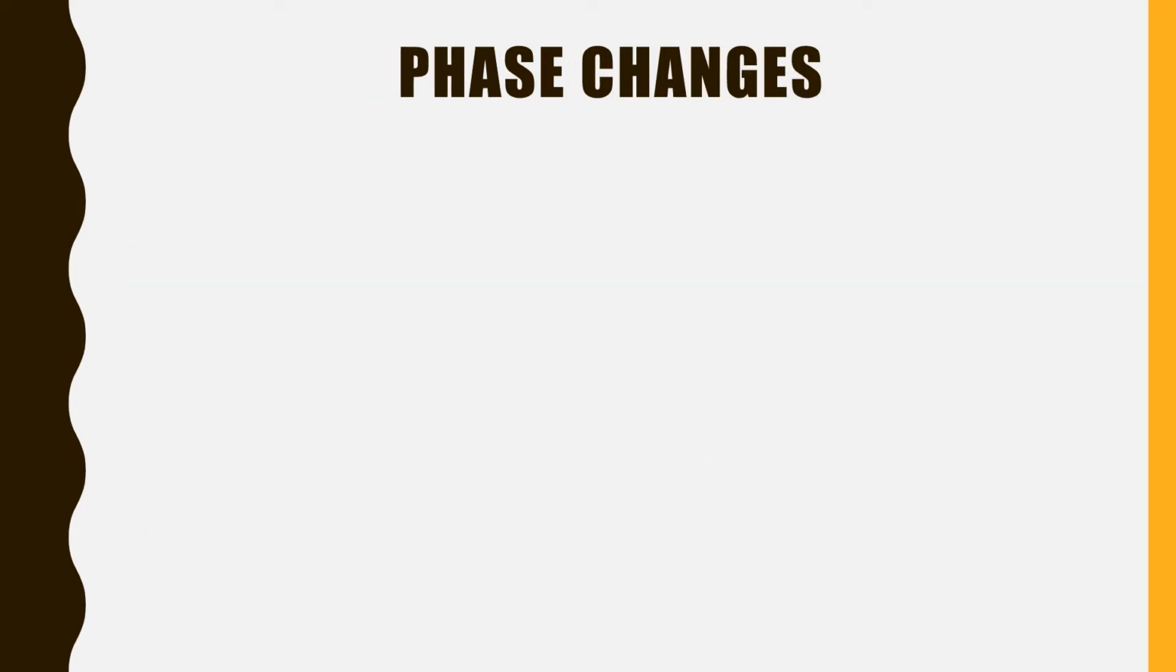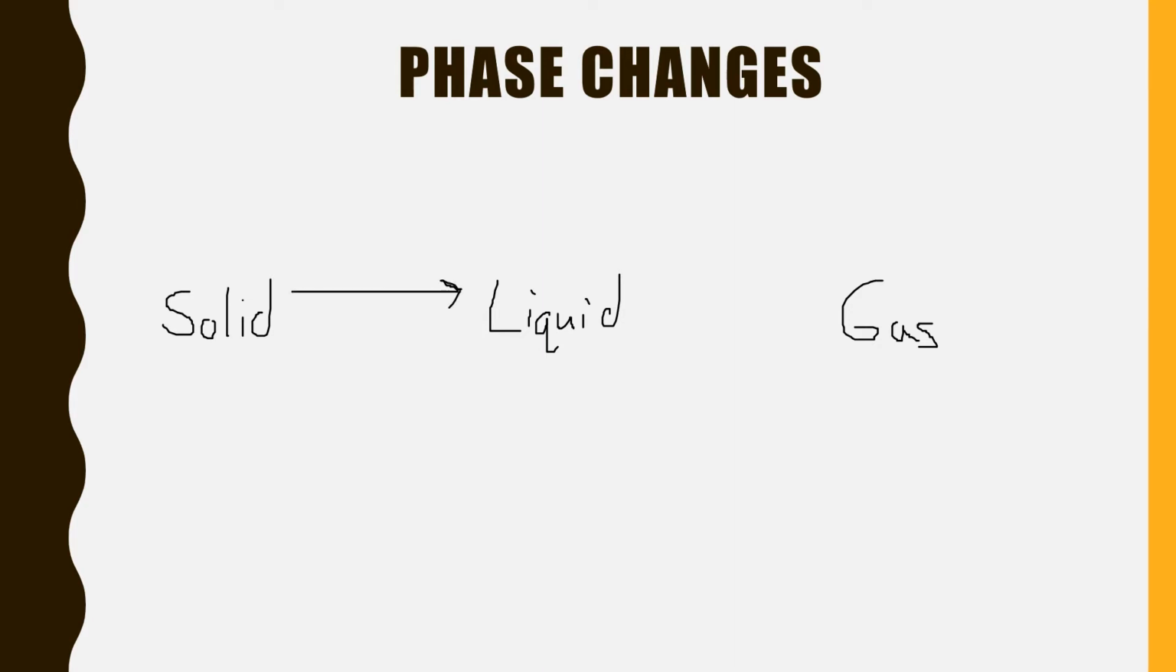So when I say phase changes, I want to be as clear as I possibly can. I need you to understand that here are the three main phases of matter: solid, liquid, and gas. This is such an important chart. When a solid turns into a liquid, it's called melting. When a liquid turns into a solid, it's called freezing. So the arrows indicate where it starts and where it ends.